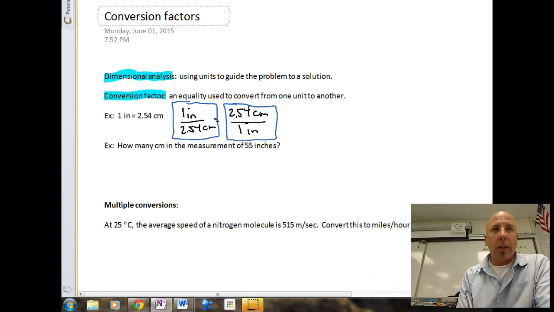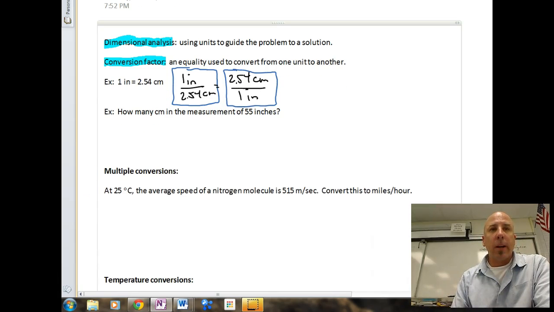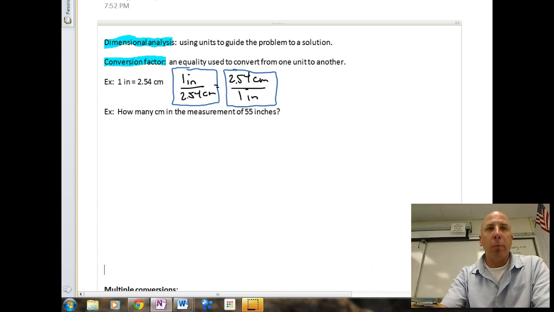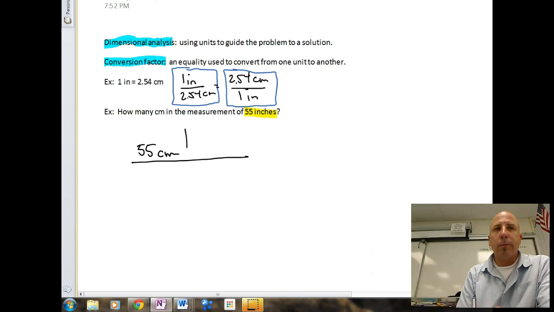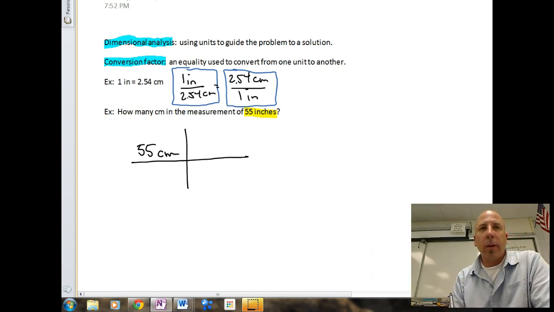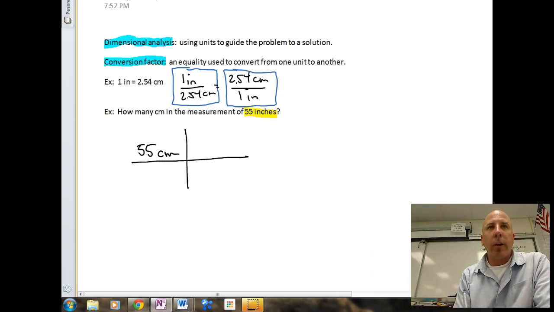So let's take a look at our first example and see how this conversion factor works out. They give us the information of how many centimeters are in a measurement of 55 inches. So 55 inches is our known quantity. I'm going to put 55 inches just like this, create a little picket fence, and then look at what I'm trying to find. In this problem, I'm trying to find centimeters.